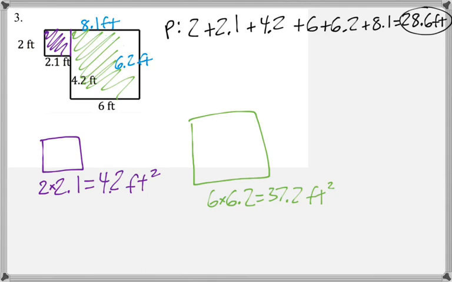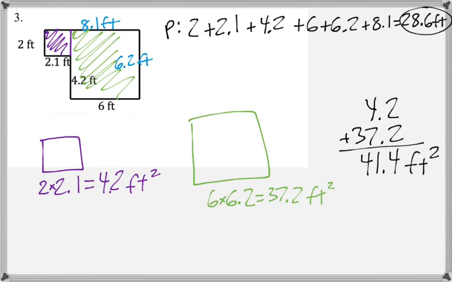So my last step is I just want to add those two values. So 4.2 plus 37.2, and we get 41.4 square feet for our final answer.